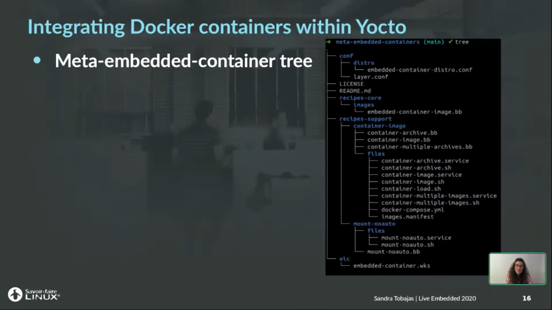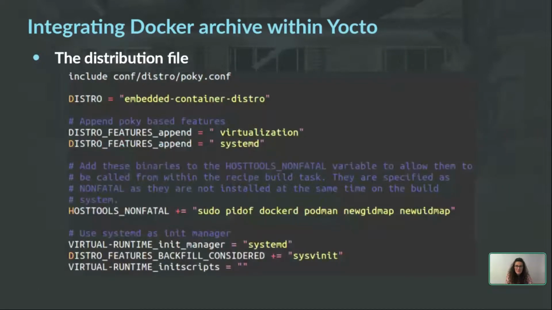The meta layer I have developed gathers all the components needed to build a simple system image. The meta-embedded-containers layer is available on GitHub. The distribution configuration file is based on Poky, adding the following features: virtualization and systemd in the system. We will have to add some host tools such as Docker and Podman. It allows some external binaries that are not native in Yocto to be called inside the recipe through the HOSTTOOLS_NONFATAL variable.